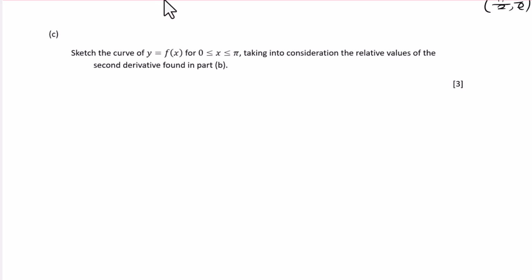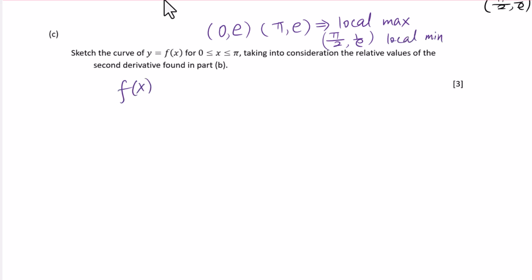Sketch the curve y equals f of x for x greater than or equal to 0, less than or equal to pi. Taking into consideration the relative values of the second derivative found in part B, we know 0, e and pi, e are both local maximum. Pi over 2, 1 over e is a local minimum.